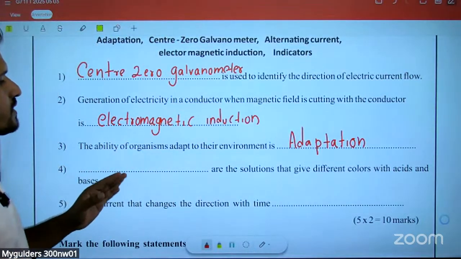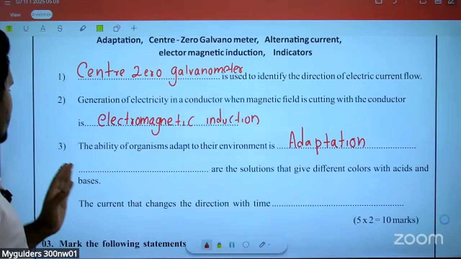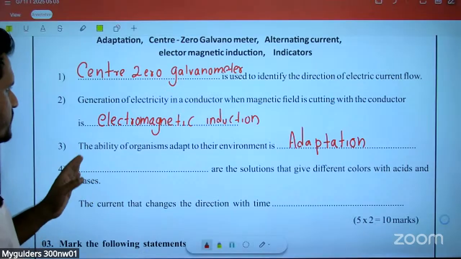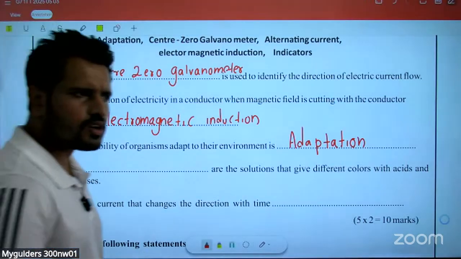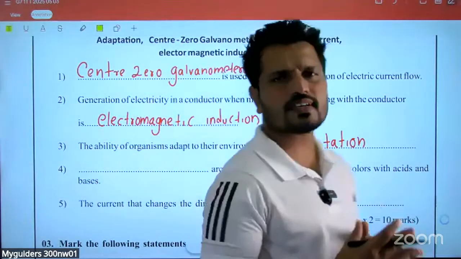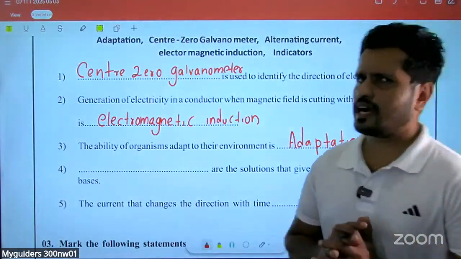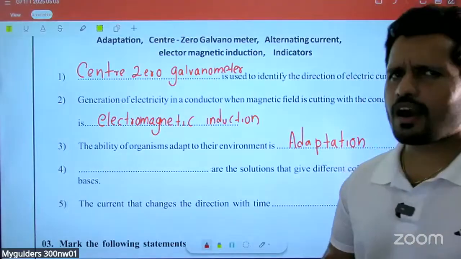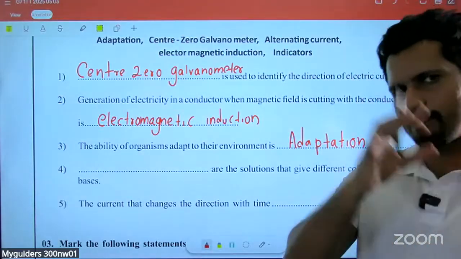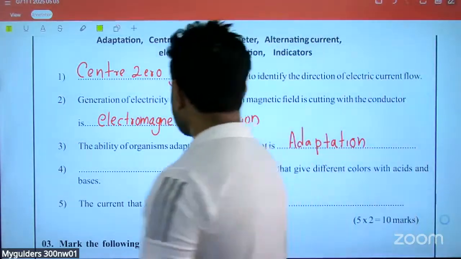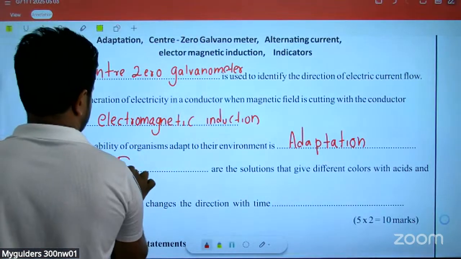Which are the solutions that give different colors with acids and bases? With acids and bases, මොනවාද? In order to identify acids and bases, we can use a special type of substance. We call them indicators. Acid-base indicators.